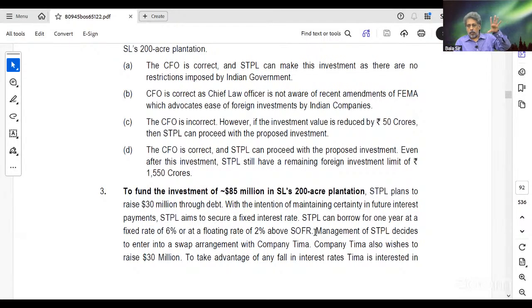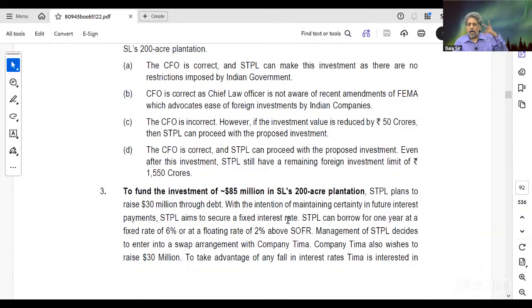It is given that you want to fund an investment of 85 million, right? Yes, sir. 85 million? Is it rupees or dollars? So $85 million. Dollars. That is going to borrow 30 million. That is the money needed for the plantation, right? That is going to borrow out of $85 million. You're going to borrow $30 million debt.